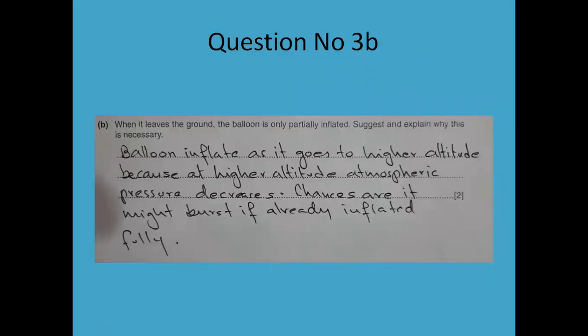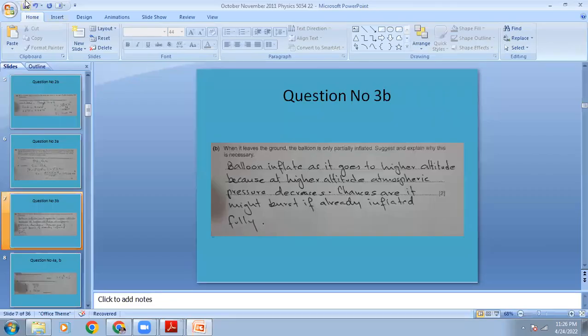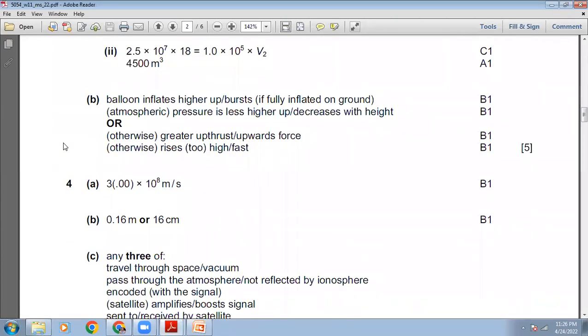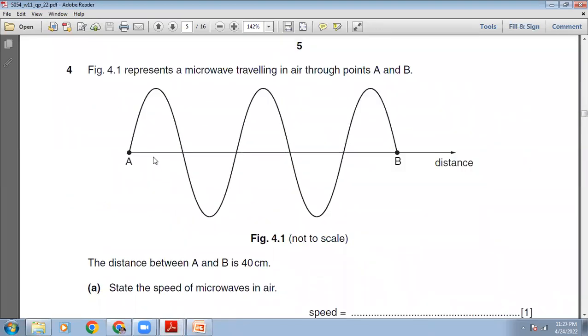The balloon inflates as it goes to higher altitude, because at higher altitude the atmospheric pressure decreases. Chances are it might burst if already inflated fully. I hope you understand this answer. Let's have a look at the marking scheme. Balloon inflates higher up, bursts if fully inflated on the ground. Atmospheric pressure is less higher up, decreases with height, or otherwise greater upthrust, upwards force, otherwise rises too high too fast. So I think you understand the answer. Let's go to the next question.